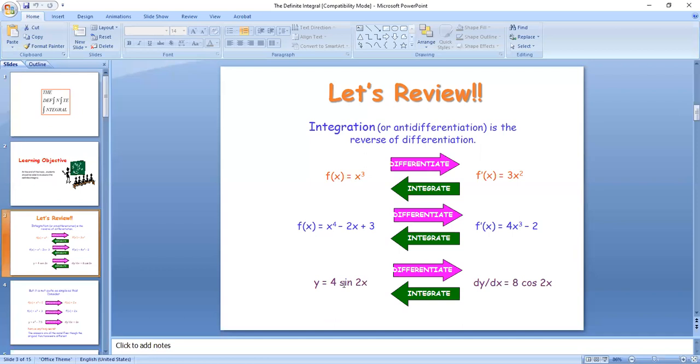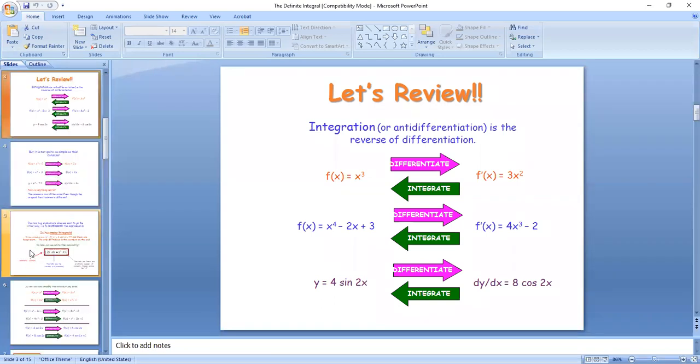Now, for y equal to 4 sine 2x, you need to differentiate it. You get dy dx because you differentiated y in terms of x, so dy dx equals, you have to use the chain rule here. Your sine of 2x will have a derivative of cosine 2x times the derivative of 2x, or times 2. So that is why you have 8, because you need to differentiate as well the argument of the sine, which is 2x. Now, if this is integrated, it will go back to this one. That's showing you that integration is the opposite of differentiation.